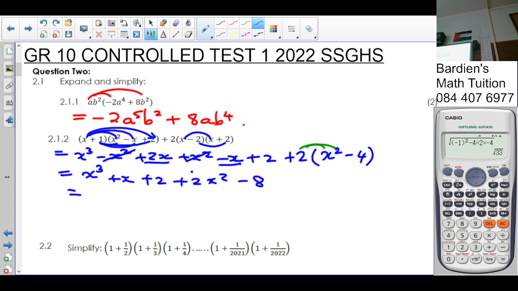Again, what are we looking for now? Like terms. So that's x cubed. X plus, there's no other x's, so it's going to be plus 2x squared plus x. What is 2 minus 8? Negative 6. Okay.